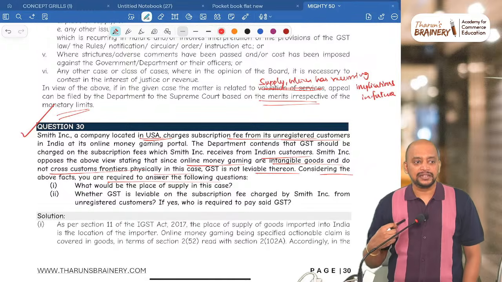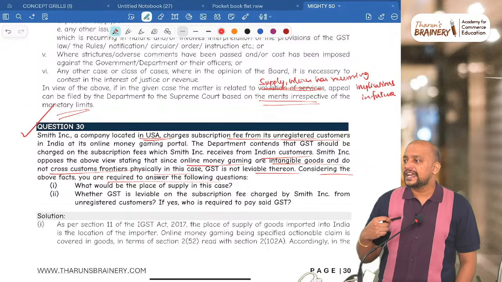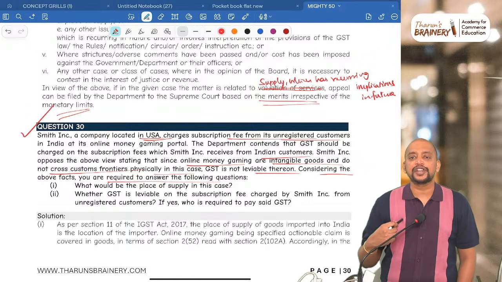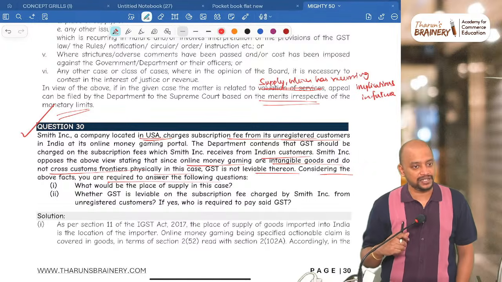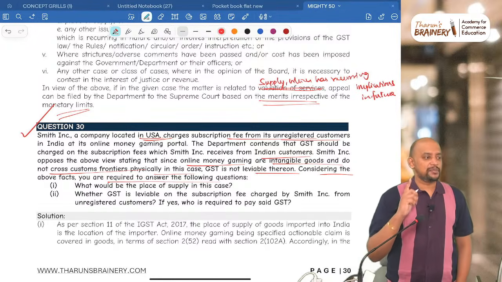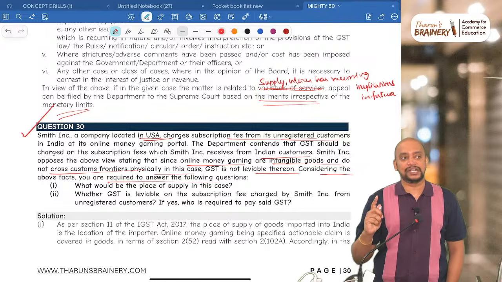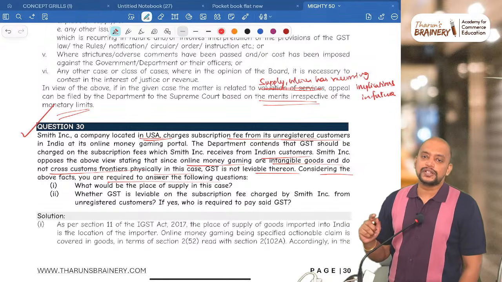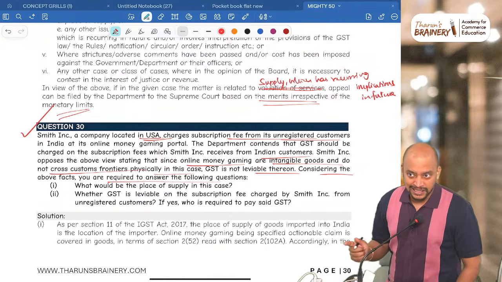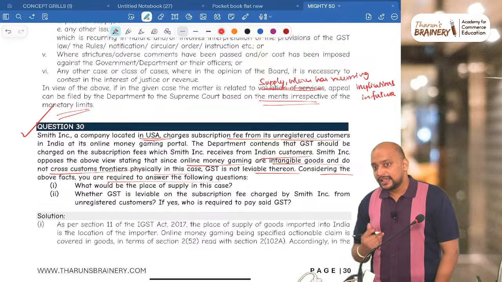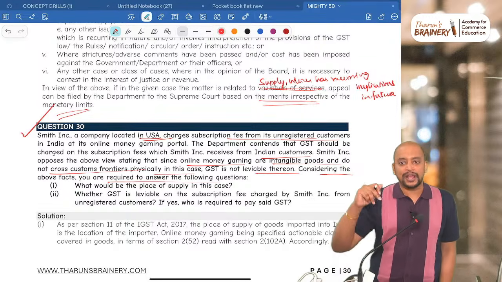Online money gaming is goods. Online money gaming is goods on import of goods. Location of importer will be taken as the place of supply. Is it clear? Online money gaming is supply of goods because it is specified actionable claims. Even though it is supply of goods, the levy is as per IGST Act, and it is import of goods. Import of goods, the place of supply will be location of importer.